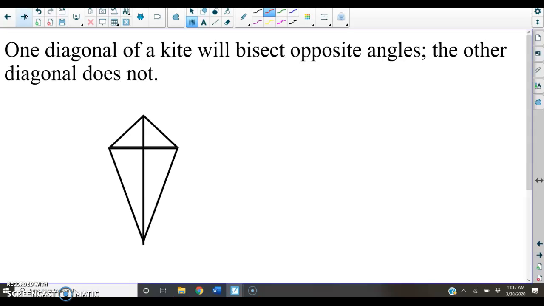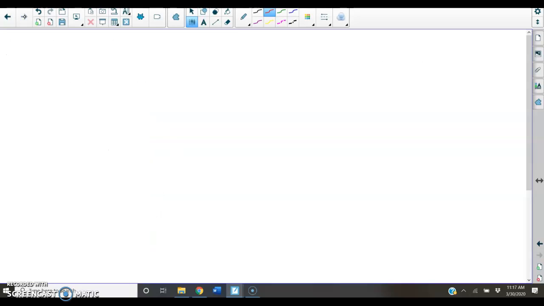One diagonal of a kite will bisect opposite angles. The other diagonal does not. So what we think of as the longer diagonal, but it doesn't have to be longer. Remember, you can make it a different shape. But these are going to bisect these angles. They're not congruent to each other, but they bisect those. Something you might need. And there you have the last 2 special quadrilaterals.